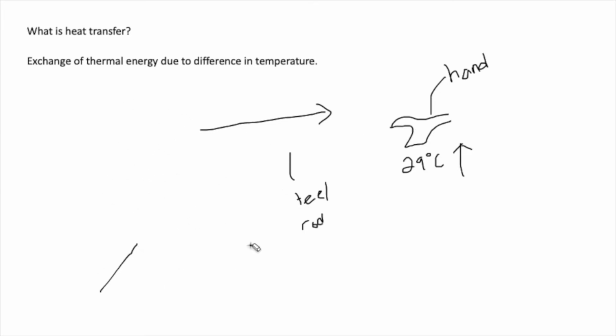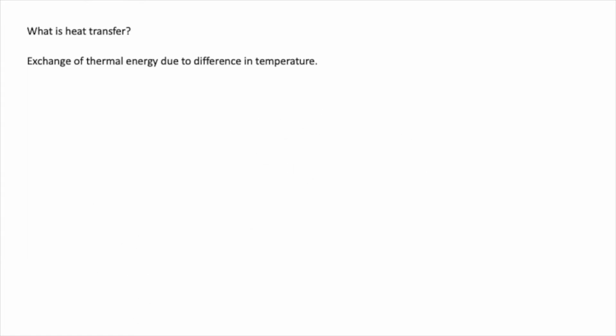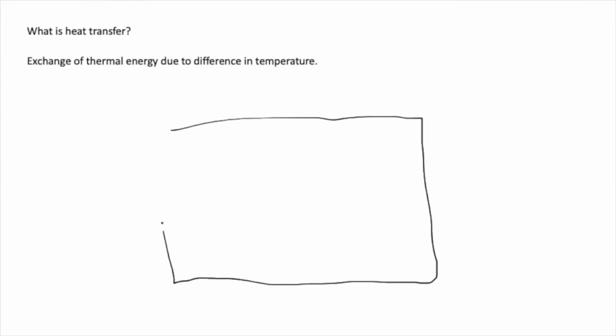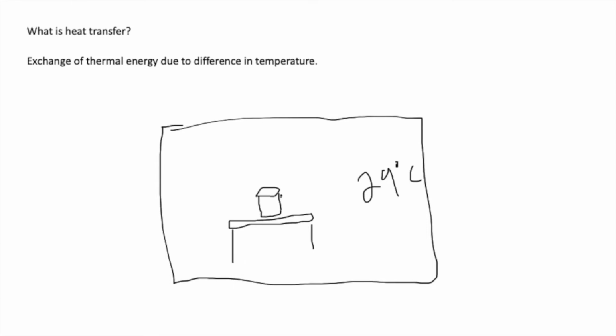Okay, so what else? Let's see another example. Imagine you have a room. The temperature inside the room is room temperature. So what is room temperature? Perhaps we assume, let's say, 29 degrees C. Inside the room there is a table. On top of the table, we put a coffee. That coffee is hot. Let's assume the temperature of the coffee is 70 degrees C.